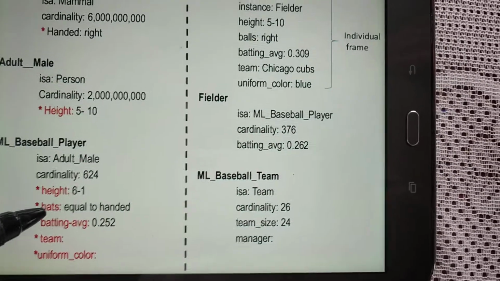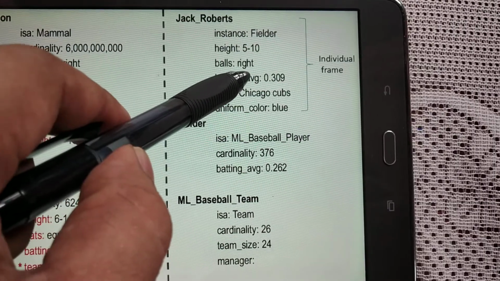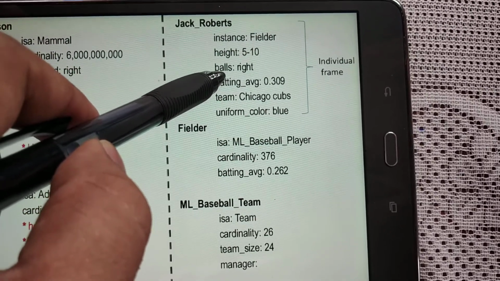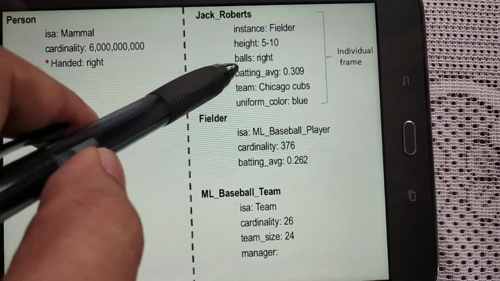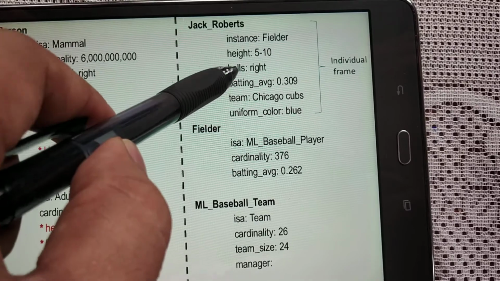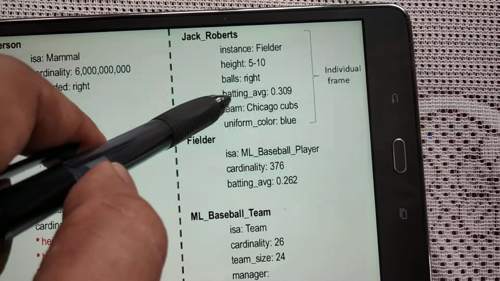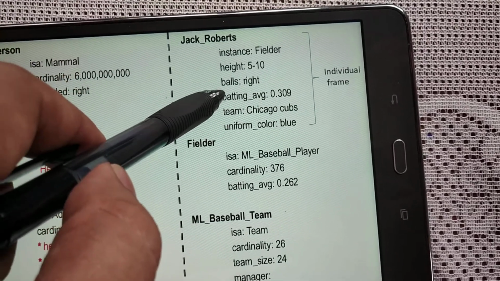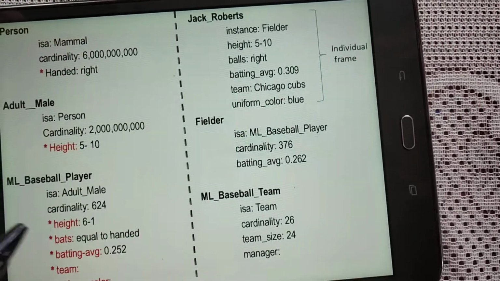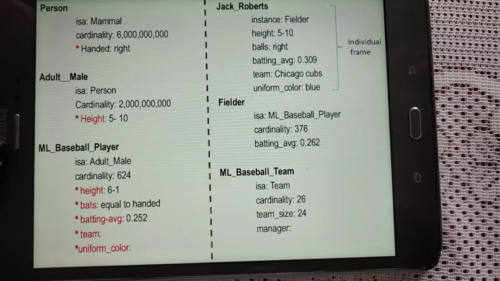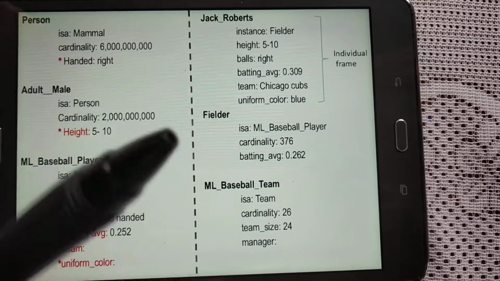Also, please note there is one extra value called balls, right? This attribute is not there in any of the classes. It means it's a unique slot of the instance called Jack Roberts, its own instance. It has created a new slot and set the default value as right. Is it clear? So this is basically something called a frame.